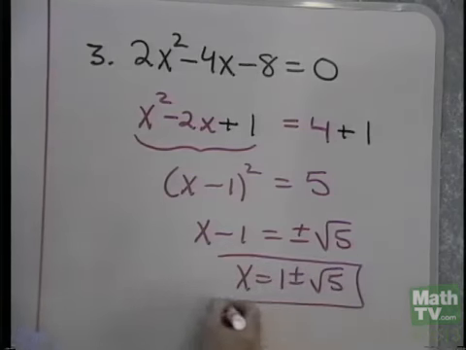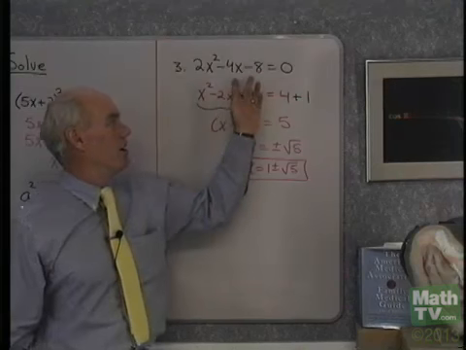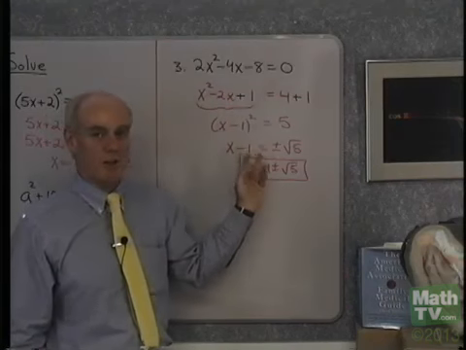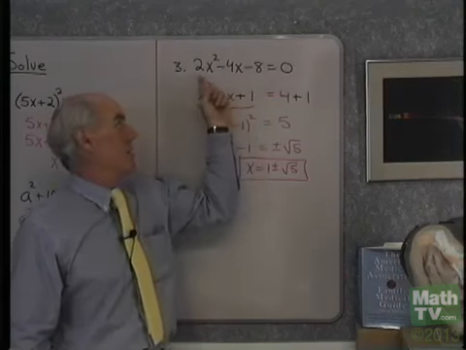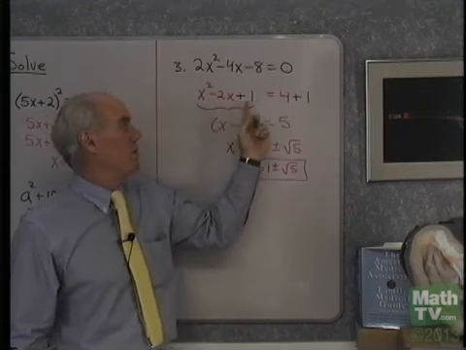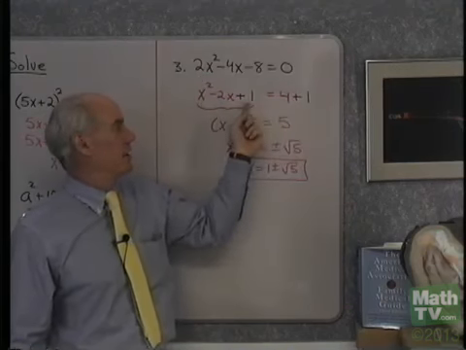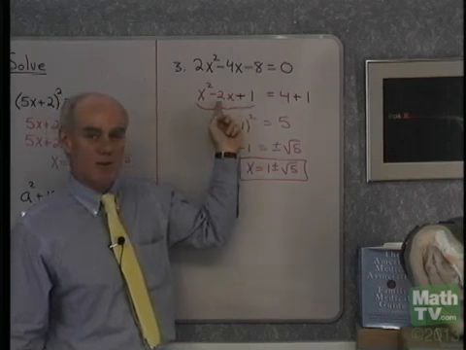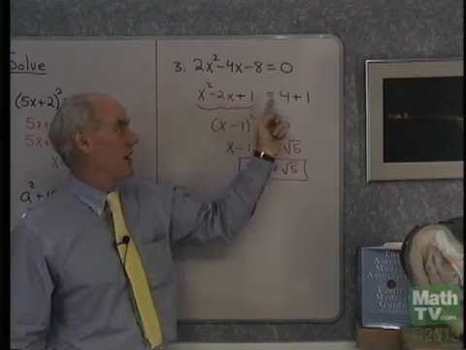So there's my two solutions to this equation right here, and I found them by this process called completing the square. It requires that I make the coefficient of the squared term 1, move the constant term to the other side, and then complete the square by taking half the coefficient of the middle term, squaring it, and adding it to both sides.